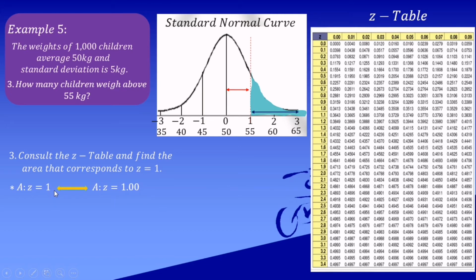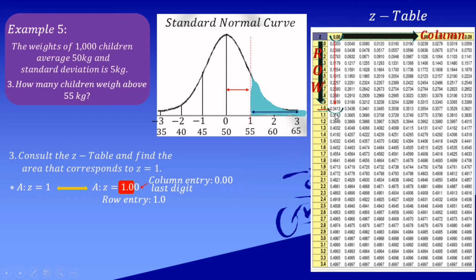So we must write the 1 in a 3-digit form. So first 2 digits natin, yan ang ating row entry. So that is 1.0. And our last digit could be our column entry. So yan ang 0.0. Then the intersection between row and column, yan ang ating probability or the area of z is equal to 1. So ang sukat nito from 0 to 1, which is 0.3413.